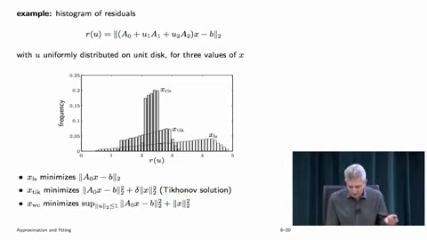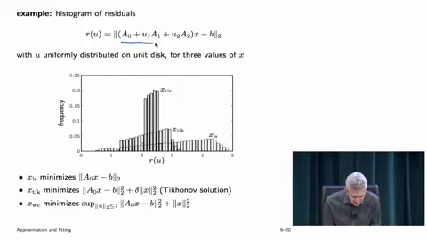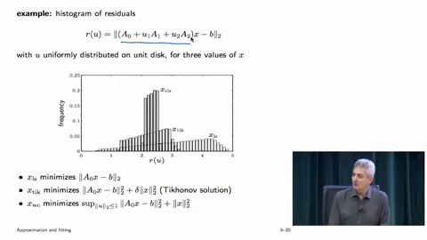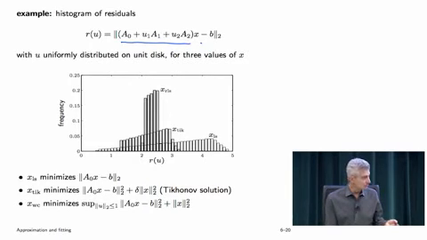Here, this is a very simple thing. We actually have a two-dimensional ellipsoid. I guess you might even call it an ellipse, of A matrices. You commit to x, and then we'll find the worst. In fact, what we'll actually plot here is a histogram of the residuals, right? Now here we'll take u uniformly distributed on the unit disk. Okay? And we'll take several values of x.